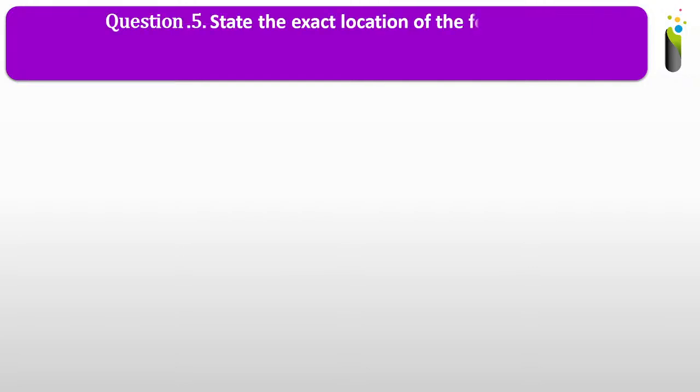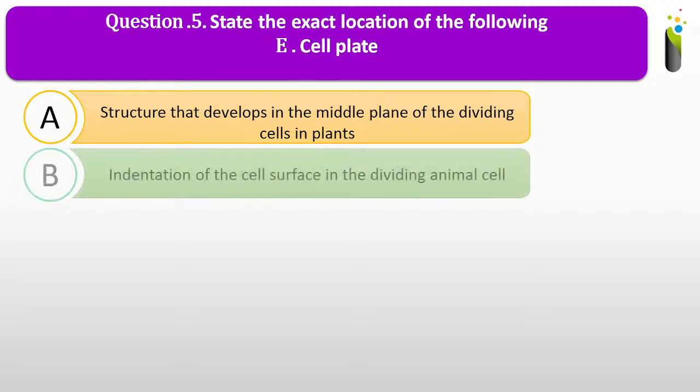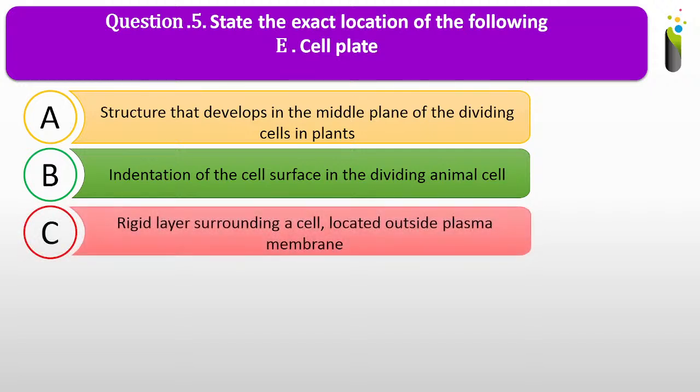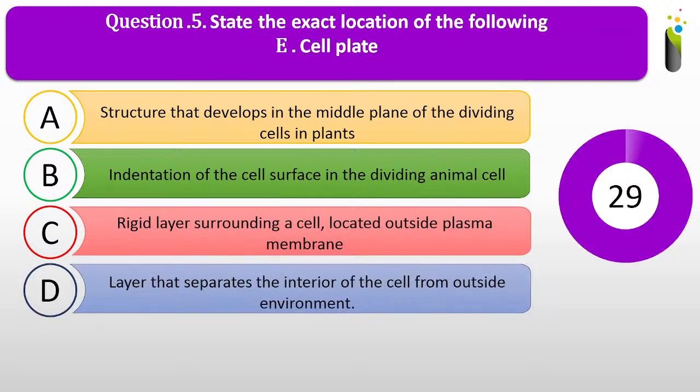Question number 5, sub-question E. What is the exact location of the cell plate? A. Structure that develops in the middle plane of the dividing cells in the plants. B. Indentation of the cell surface in the dividing animal cell. C. Rigid layer surrounding the cell located outside the plasma membrane. D. Layer that separates the interior of the cell from the outside environment.